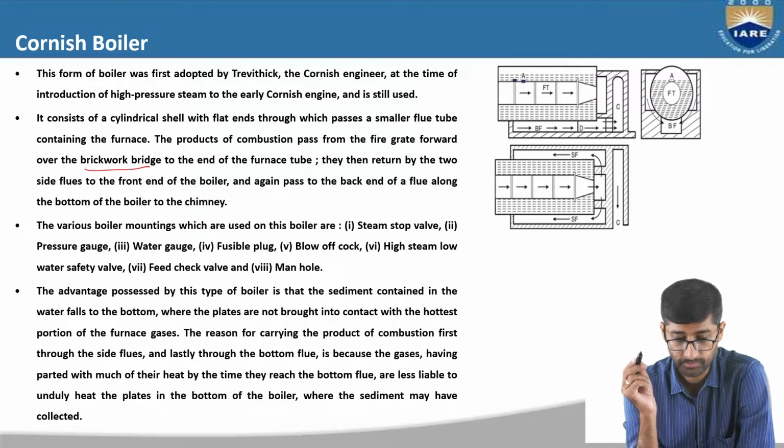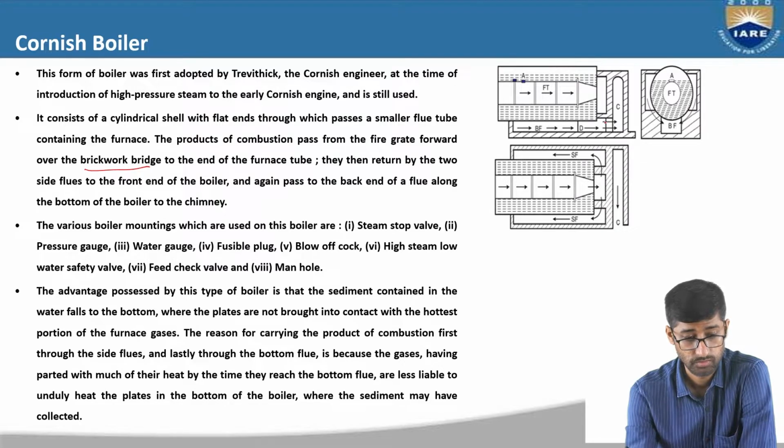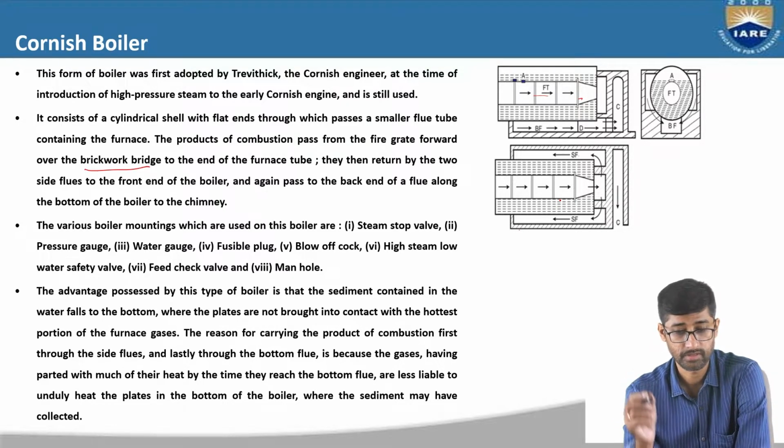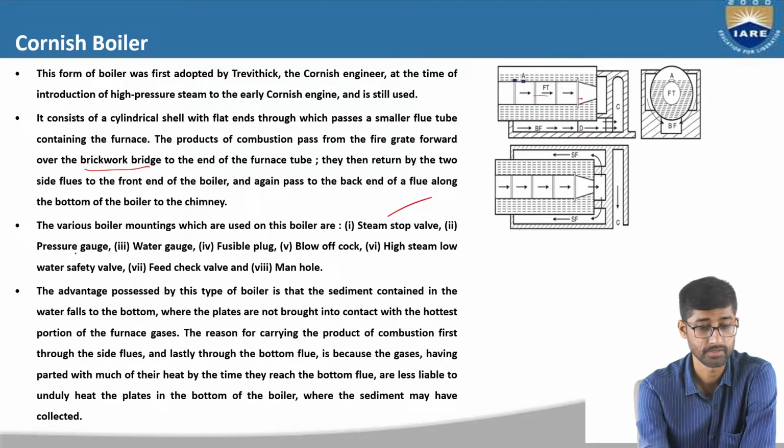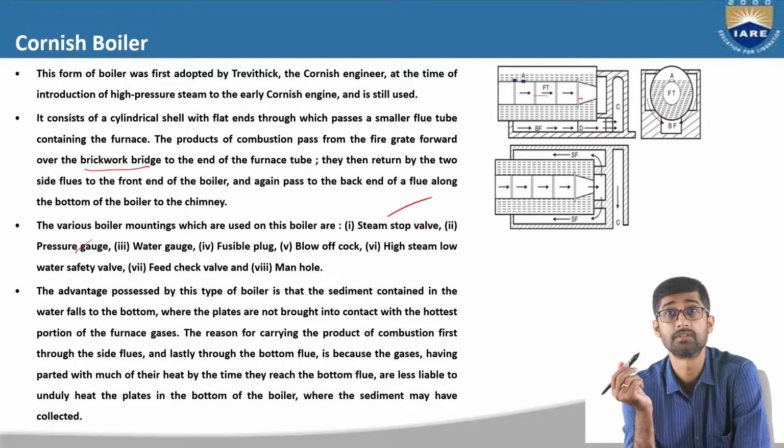They then turn by the two side flue tubes. See here, there is a flue tube and there are two side flue tubes, right? Then it turns through the two side flue tubes to the front end of the boiler and again passes to the back end of the boiler. The various boiler mountings I have already told: steam stop valve, pressure gauge, water gauge, fusible plug, blow off cock, high pressure low water safety valve, feed check valve, and manhole.